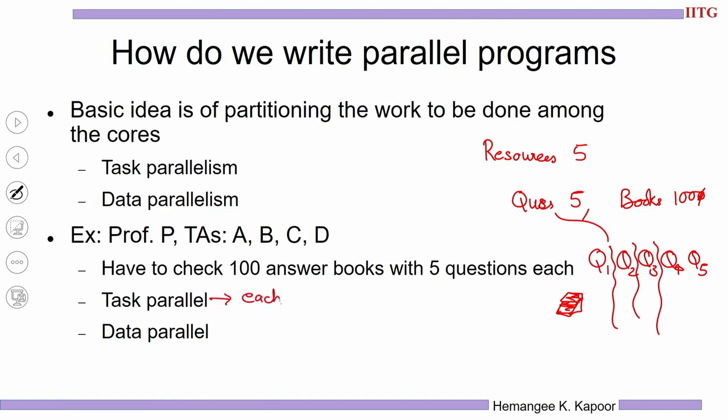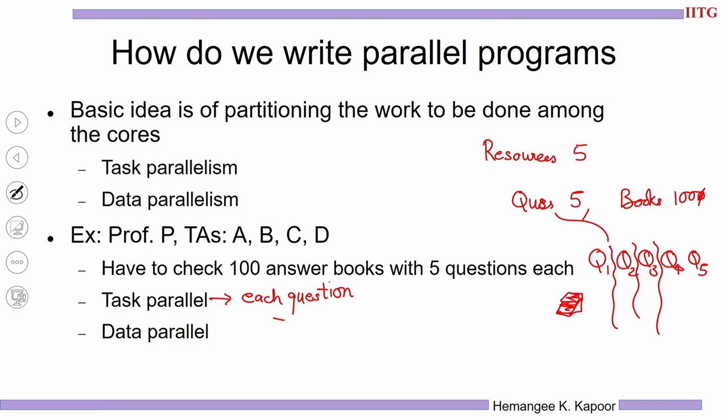So each question is one task. How many tasks do we have in this application? We have 5 tasks in this application, and I can give one task to every resource. So with this definition, what will you do? You will give question 1 to resource 1, question 2 to resource person 2, and so on.